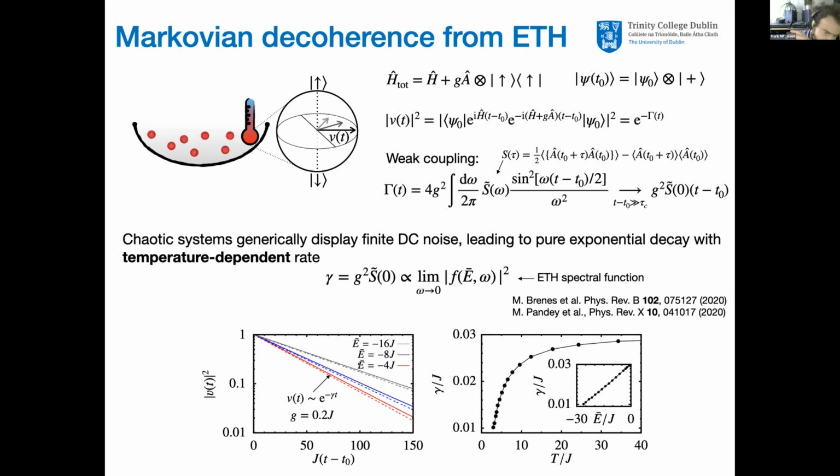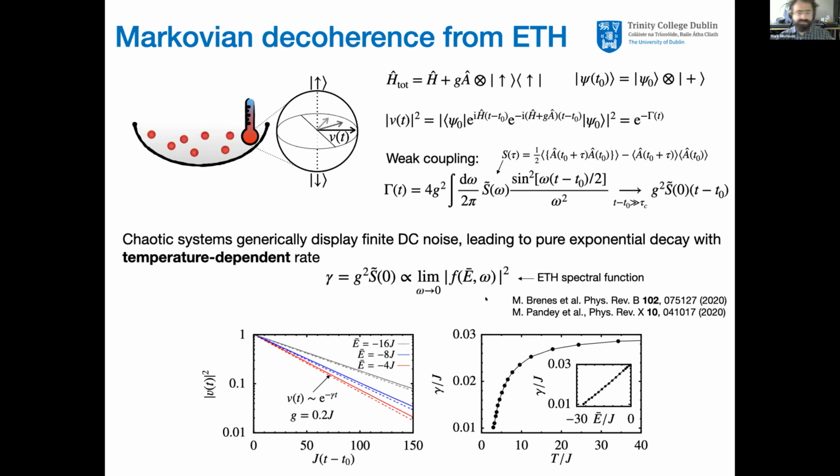Okay, and so our numerics confirms this prediction. You see that even for moderate coupling of the qubit to the bath, you get this perfect exponential decay that agrees very well with the weak coupling prediction, and this decoherence rate contains quite a lot of information on temperature. So this kind of thermometry method makes sense.